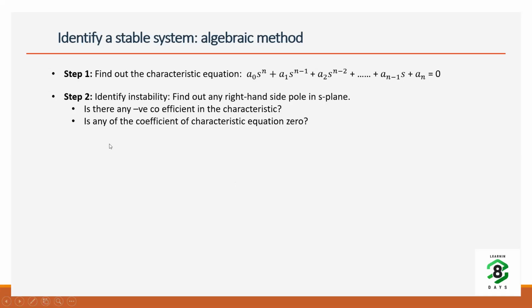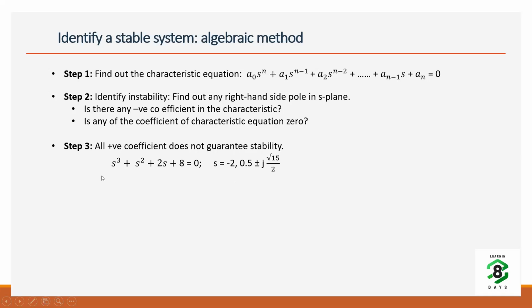Okay. So I think this will eliminate one set of unstable systems just by looking into the characteristic equation. Third step: if all coefficients are positive, does it mean the system is stable? No guarantee. So here the complication comes.